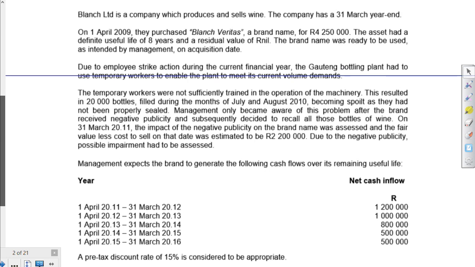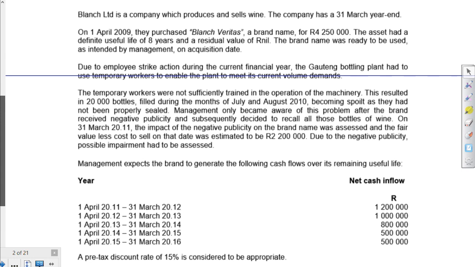Blanche Limited is a company that produces and sells wine. The company has a March year end. On the 1st of April, they purchased Blanche Veritas, a brand name, for 4.25 million rand. It had a life of 8 years and no residual. The name was ready to be used at acquisition date 1 April 2009.